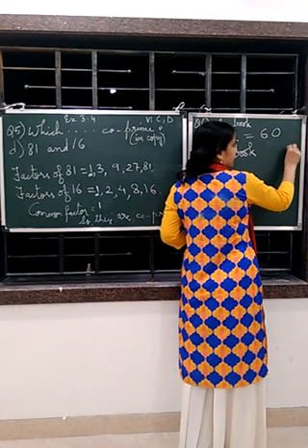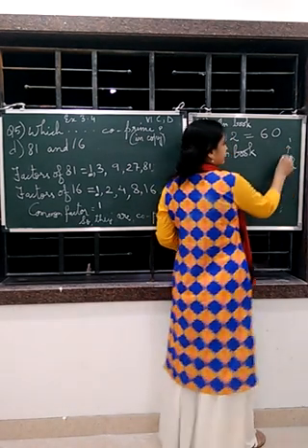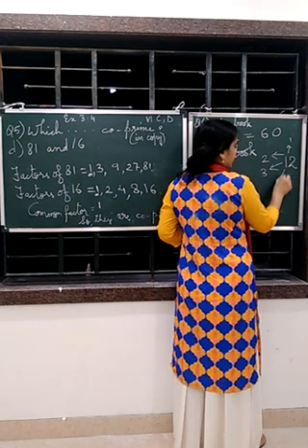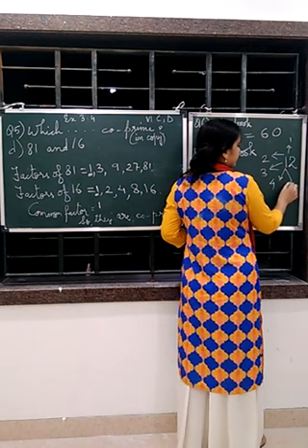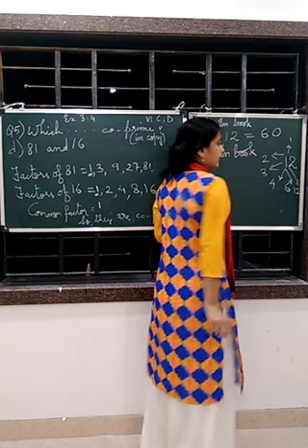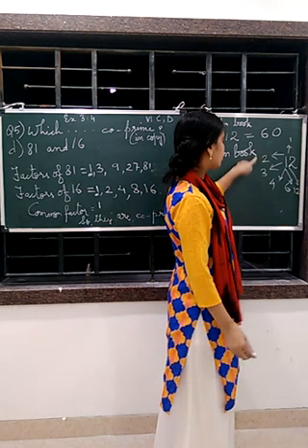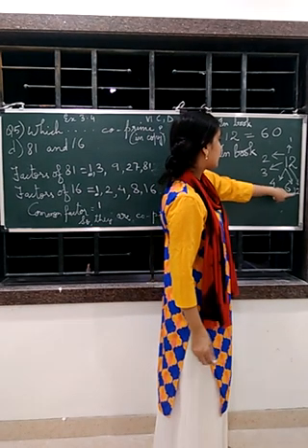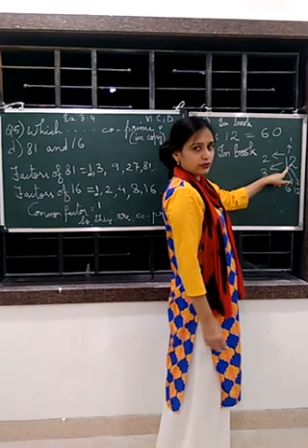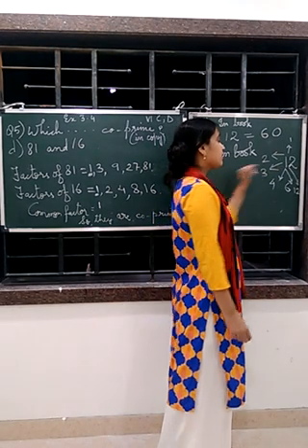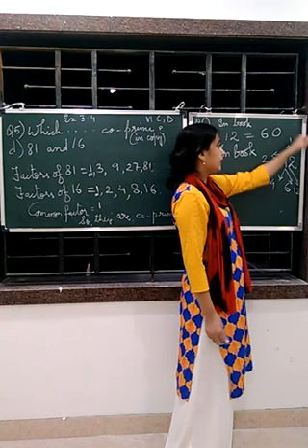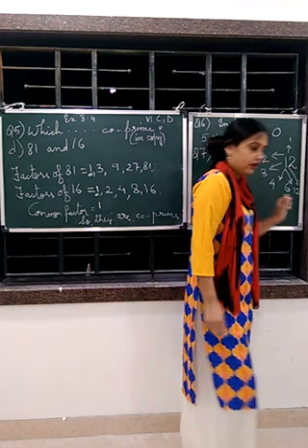Let's write. It is divisible by 1. It is divisible by 2. It is divisible by 3. It is divisible by 4. It is divisible by 6. And it is divisible by 12, which we already discussed. So this 1, 2, 3, 4, 6 and 12, what are these? They are the factors of 12. So if any number is divisible by 12, then it is also divisible by its factors. Okay.